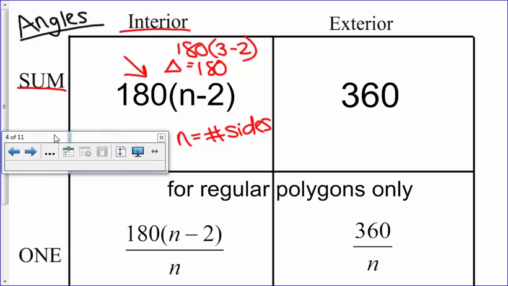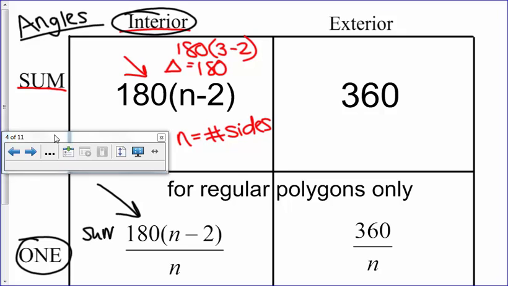If you want to just find one interior angle, the formula is as so. 180 times n minus 2, well, that's the sum. But since we only want to find one, we have to divide that by the number of sides, or the number of angles. So technically that's what this formula is: 180 times n minus 2, divided by n. Other keywords you'll see for one are the words "each." So if you see that in a word problem, you're using this formula here.